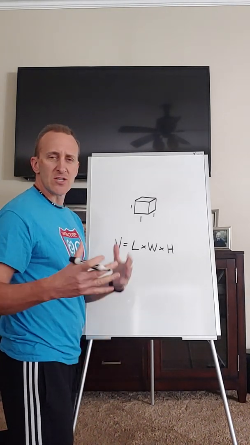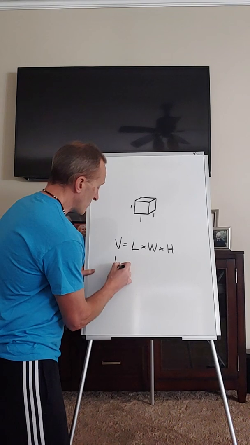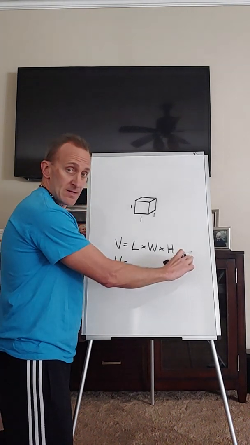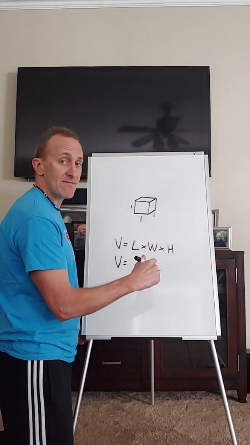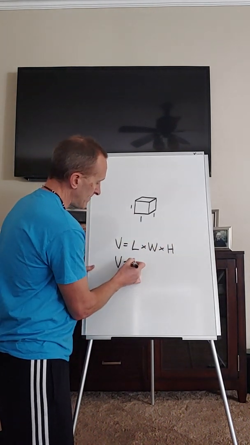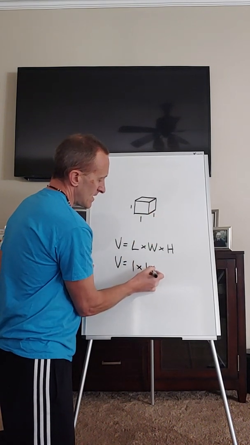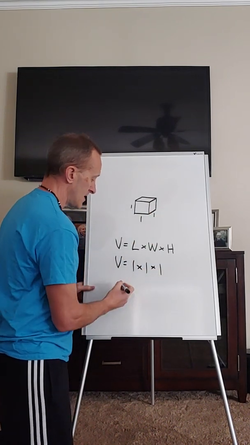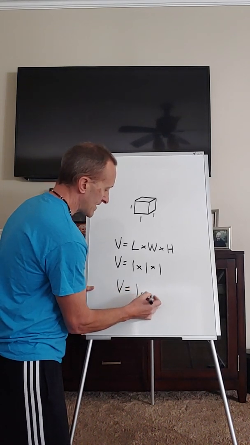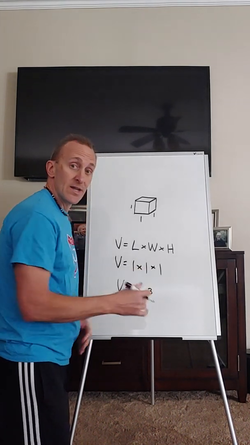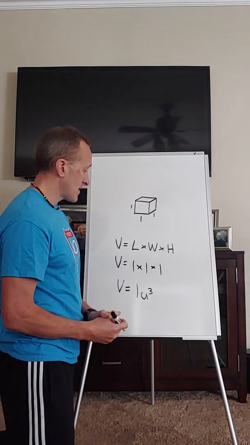Okay, so the way we solve this, and this is what I want to see on your worksheet: volume, put the formula, length times width times height. You always put the formula first, then you plug in the values. Length 1 times width 1 times height 1. So volume equals 1 unit cubed. 1 to the 3rd, 1 multiplied by itself 3 times.